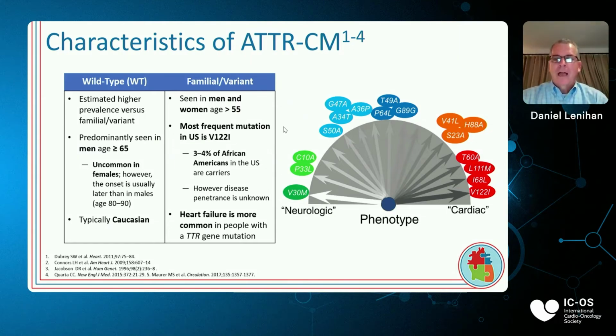And then this part, the right side of the slide, just highlights how the different genes may manifest. So V30M, which has a higher prevalence in Portugal and Brazil, and is similar to the case that Dr. Zor presented, presents predominantly as a neurologic problem, whereas V122I presents predominantly as a cardiac problem. And then you can see the different variations of genes, mutations, and whether they have more of a neurologic or a cardiac type of phenotype.